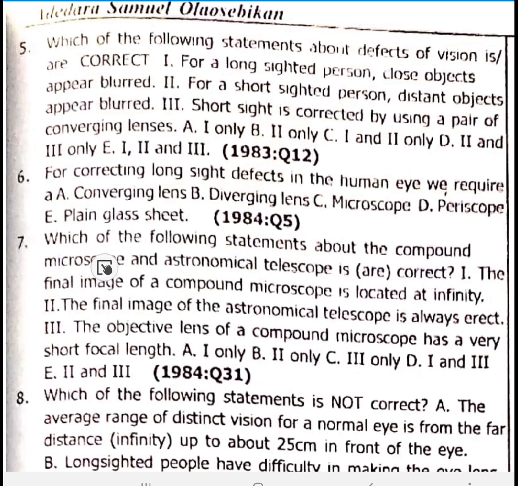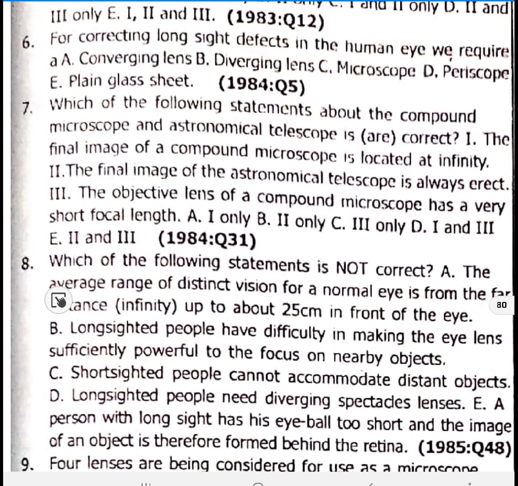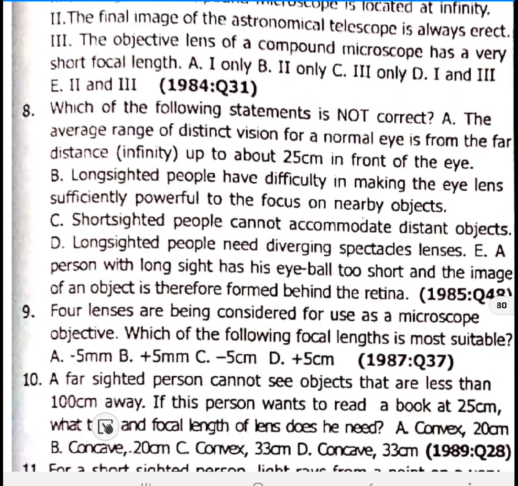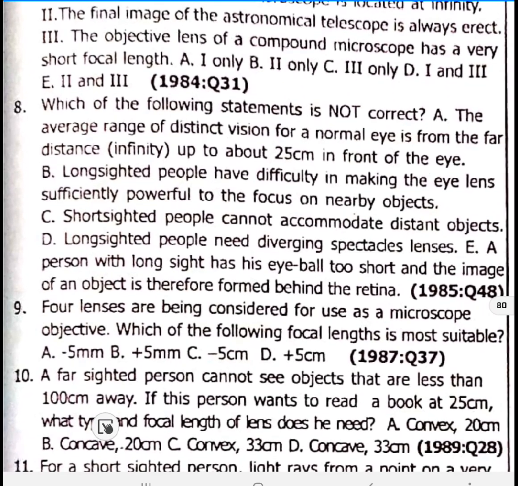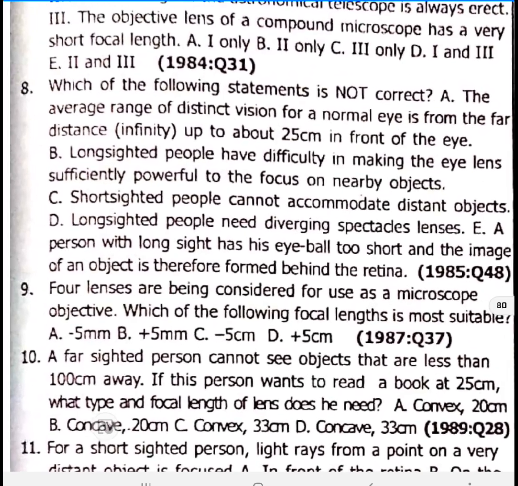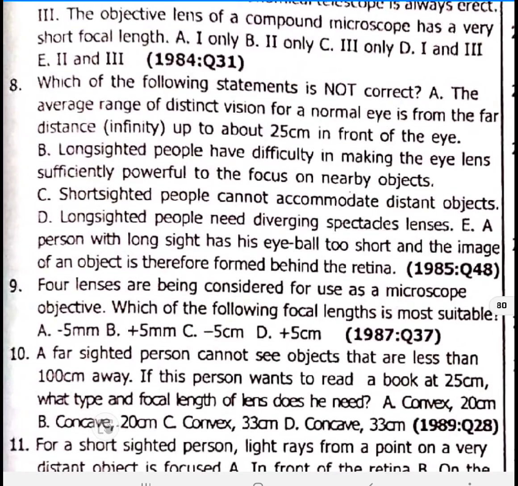7. Which of the following statements about the compound microscope and astronomical telescope is correct? We've touched these ones too. The objective lens of a compound microscope has a very short focal length, option C. 8. Which of the following statements is not correct? Long-sighted people need diverging spectacle lenses. That one is not correct. You don't need diverging; it's short-sighted people that need that.